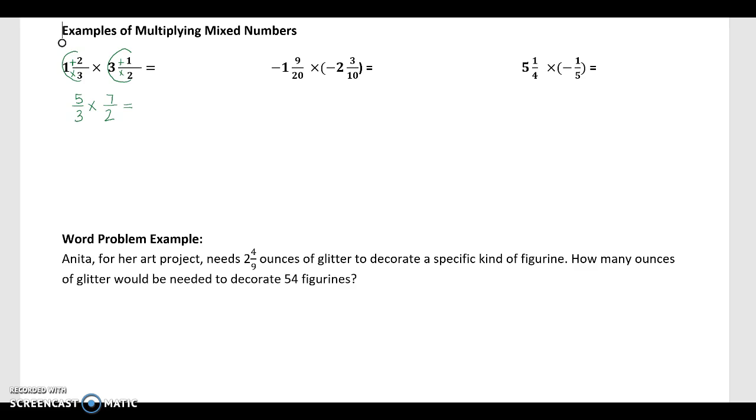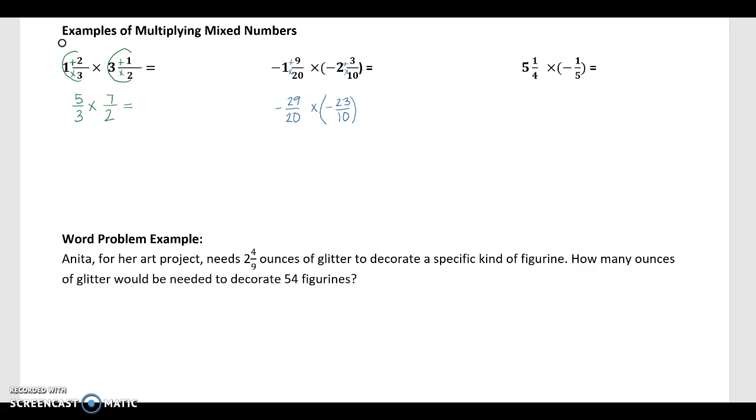Okay, next one. Again, we're going to change them to improper fractions. 20 times 1 is 20, plus 9 is 29 over 20. Keep my negative times negative: 10 times 2 is 20, plus 3 is 23 over 10. Okay.